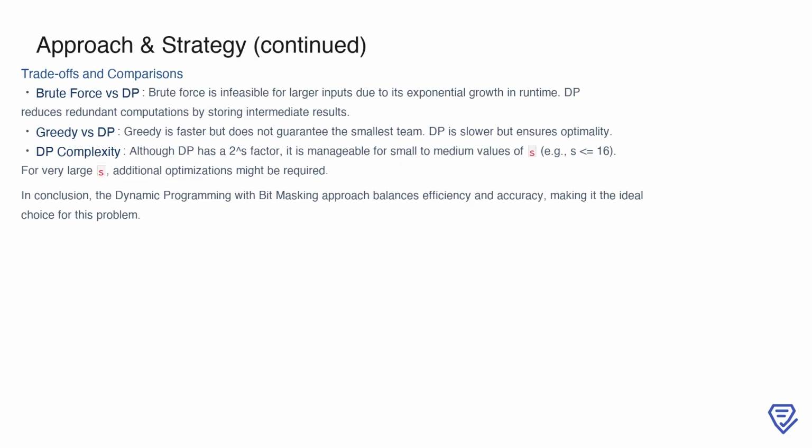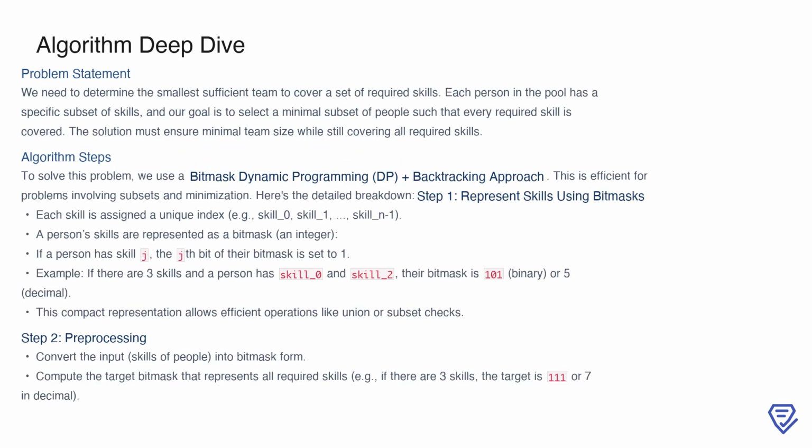To solve this problem, we aim to determine the smallest sufficient team that collectively possesses all the required skills. Each person in the pool has a unique subset of skills, and our objective is to select the minimum number of people to ensure every required skill is covered. This involves balancing efficiency and completeness. The approach we use is a combination of bitmask dynamic programming and backtracking, which is particularly suited for problems involving subsets and optimization.